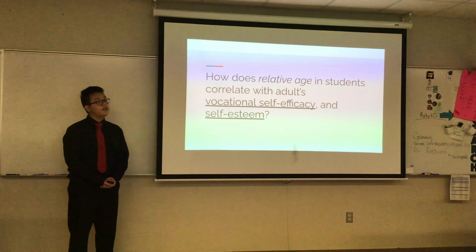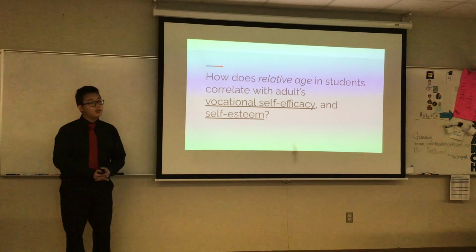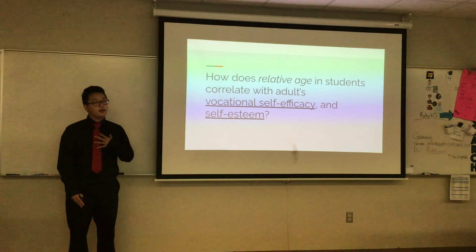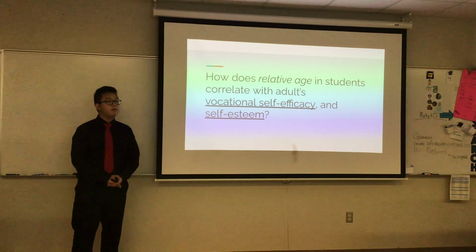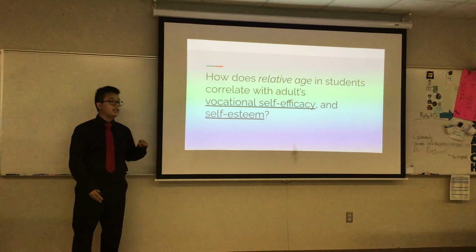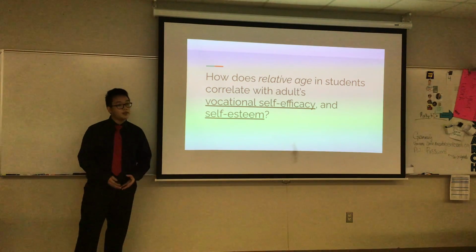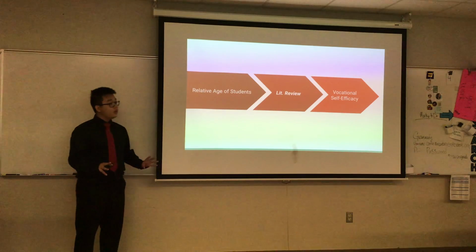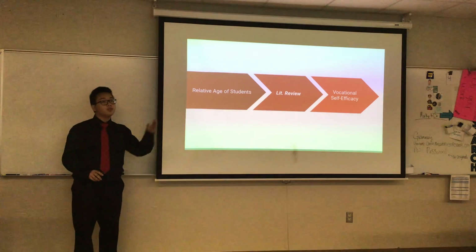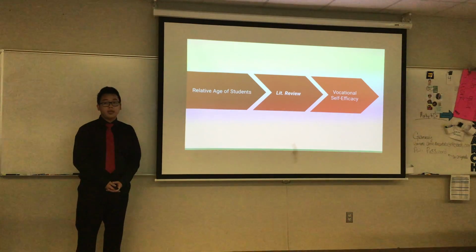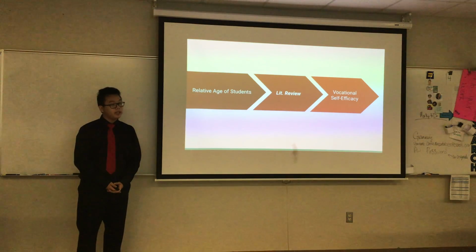For context, self-efficacy represents an individual's self-evaluated ability to do a task successfully. For example, my background in the violin gives me a high self-efficacy to play music. Vocational self-efficacy is an adult's self-evaluated ability to be successful in their career. With no research directly investigating my two variables, relative age and vocational self-efficacy, my literature review consisted of 24 papers that indicated that my variables were related.